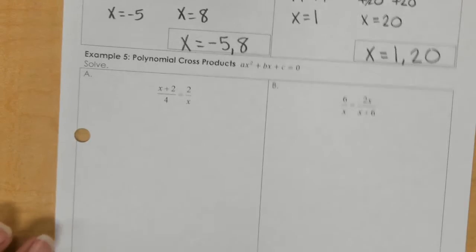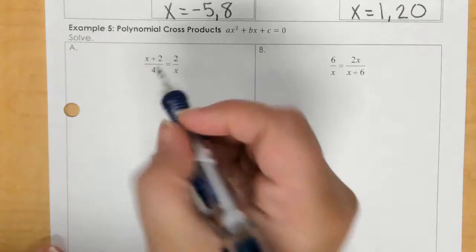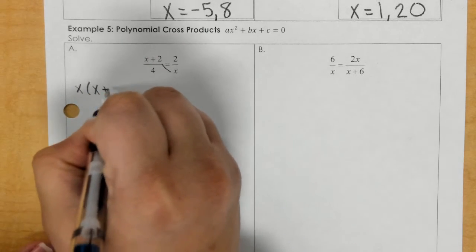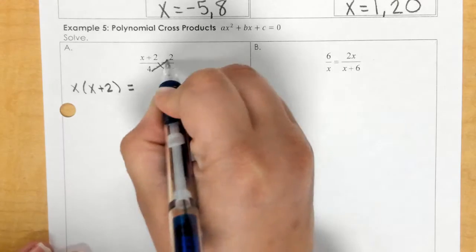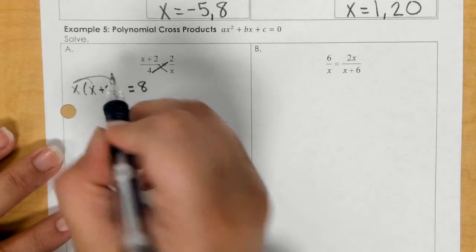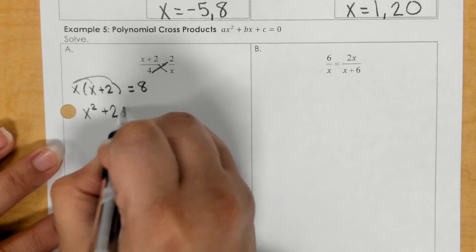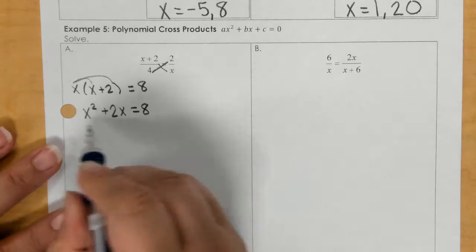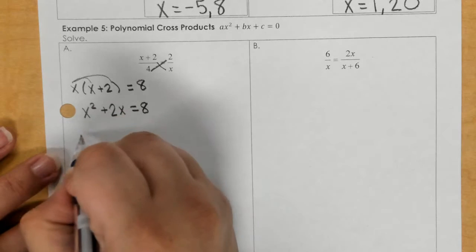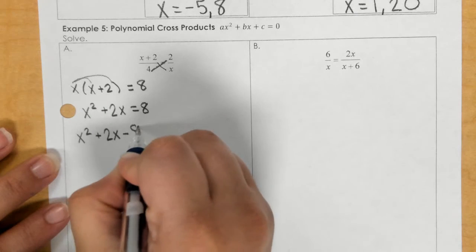Okay, for example 5, it says cross products. So cross multiply to find x. So first I would say x times x plus 2, and then 4 times 2 is 8. I would distribute my x, so that would be x squared, and then 2x. But I still don't have this in standard form, so I want to move this 8 over and make a 0 there. So if I move the 8 over, it becomes negative 8.